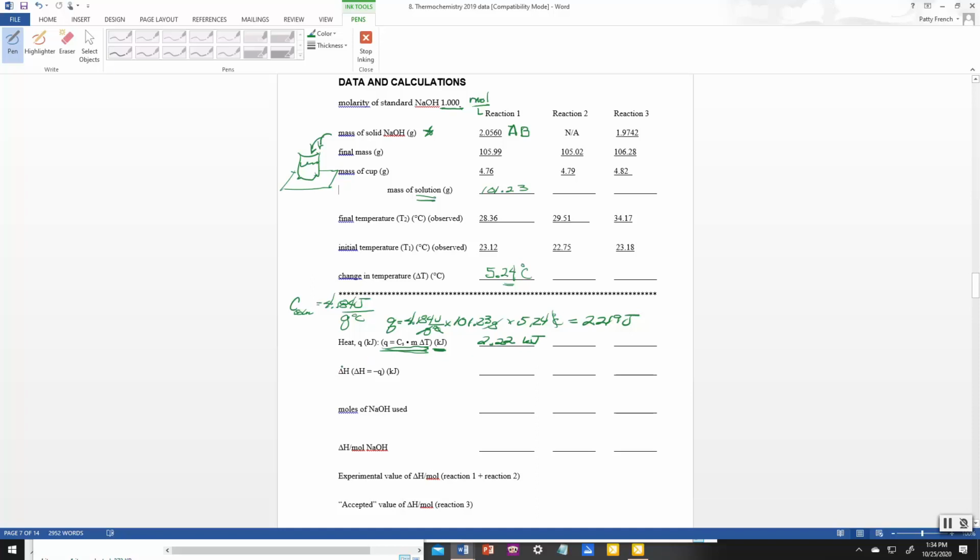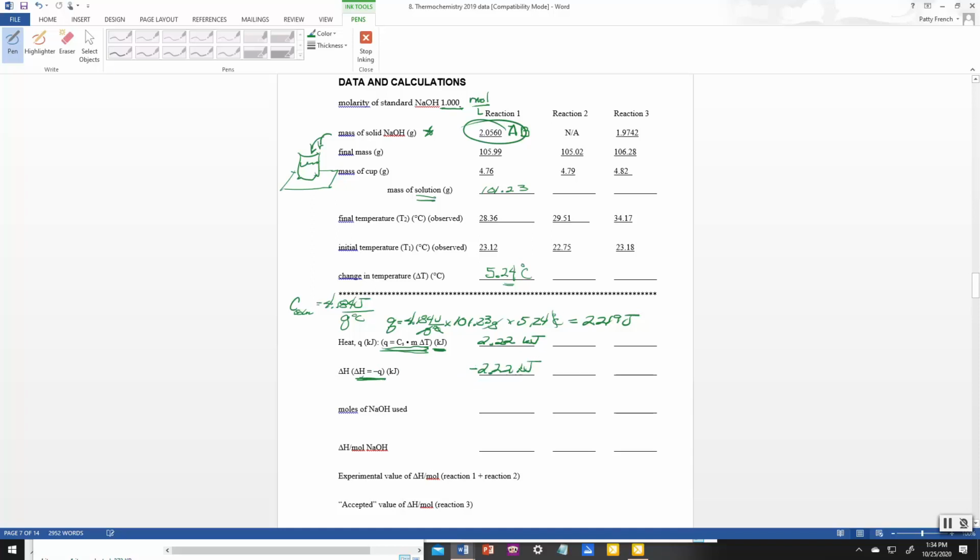Now, the next thing that we expected you to know was the delta H, the change in enthalpy for this reaction, not per mole, for this reaction in which we only used 2.0560 grams of NaOH, not a whole mole. So this is an easy one. All we have to do is change the sign.